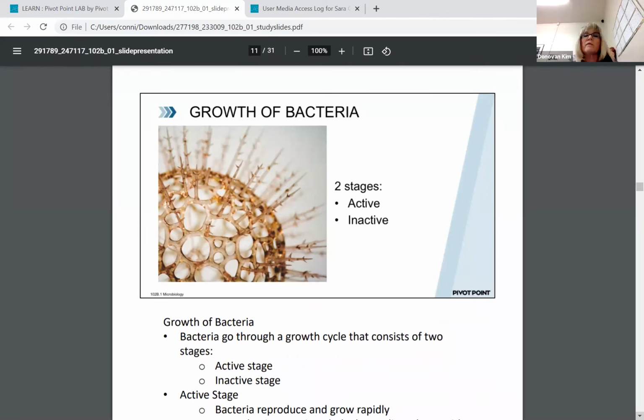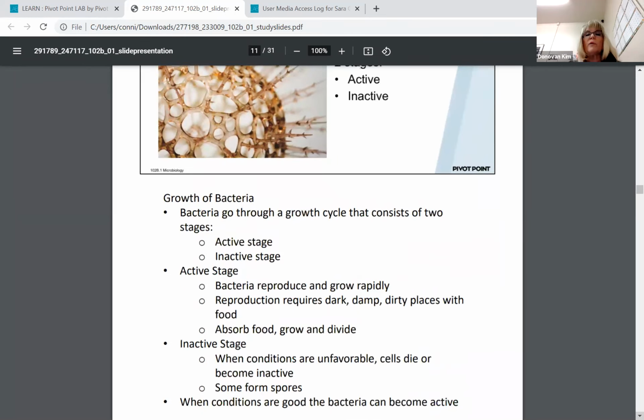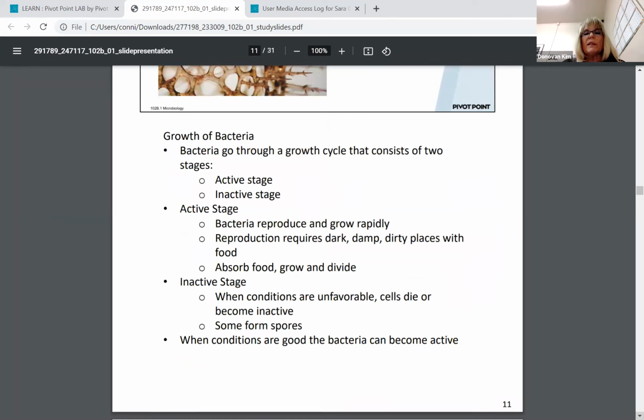So bacteria grows. It has two stages. You have an active stage and an inactive stage, right? Active is when it's actively growing, and inactive is when it's not. So this is what you need to know about this. The active stage, this is where bacteria reproduces and grows rapidly. It does require dark, damp, and dirty places with a food source for it to grow, like the corner of your shower, right? The inactive stage is when these conditions become unfavorable. So you spray some kind of a disinfectant on it. It's an unfavorable condition. They either die or they form spores.